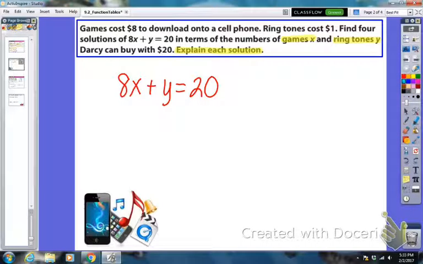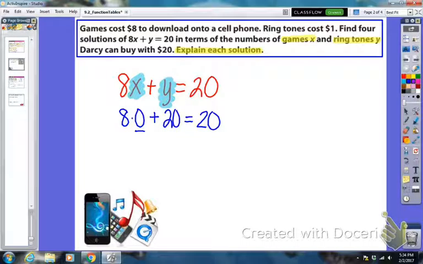So I need to think in my head, what values can I substitute for x and y into the equation to make 20? What makes this true? So let's think of a couple options. If x was 0, 8 times 0 is 0, so that means you have to have the y value of 20 for this to be true. So my ordered pair, x was 0 and y was 20.